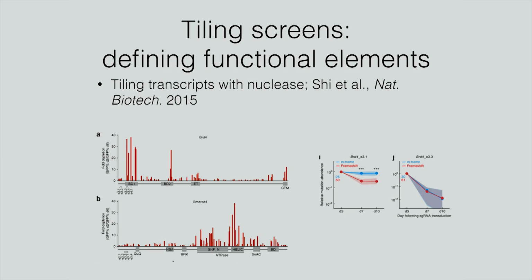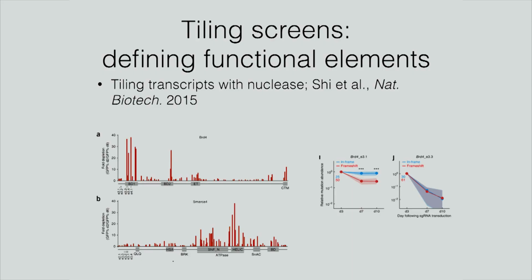So they tiled a number of example genes. This is a chromatin modifier, both chromatin modifiers really, and where they highlight the bromodomain, the relevant domain in BRD4, they see much more depletion. So it's an essential gene, so they're looking for just depletion from the population of the sgRNA. And while you see some depletion throughout the transcript, really compromising function even with an in-frame indel is much more pronounced if you are in a functional domain.